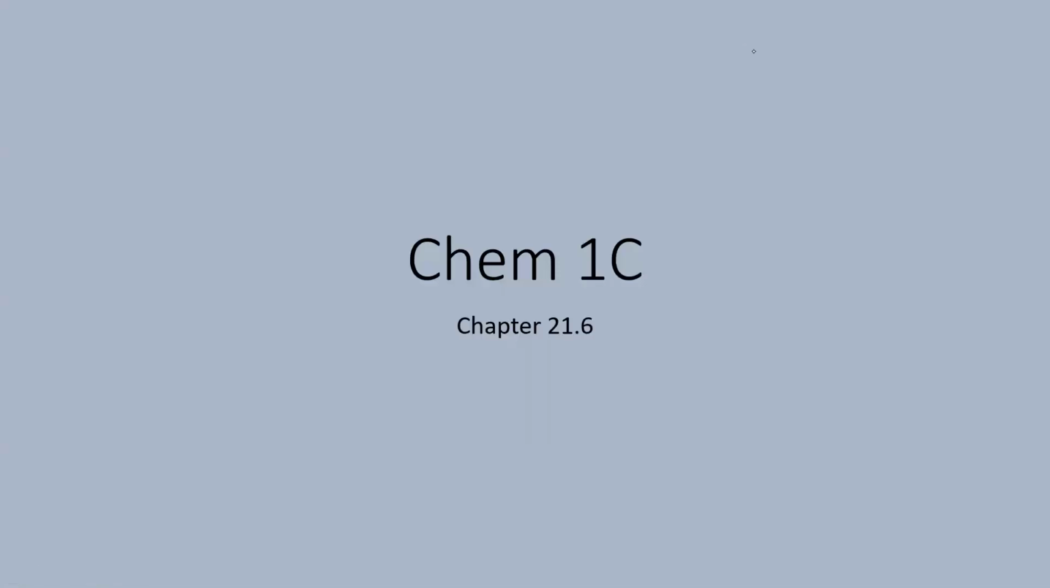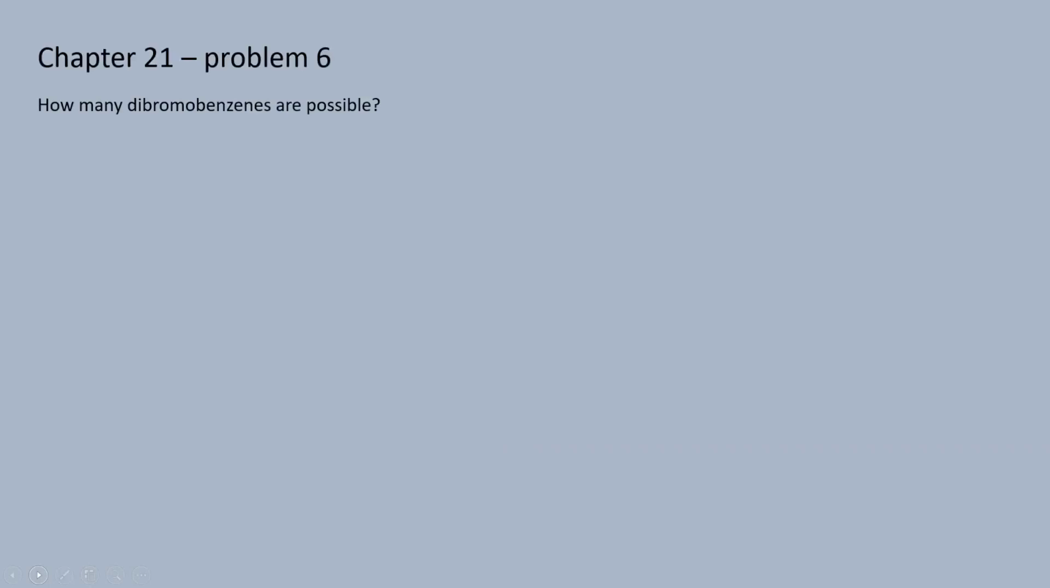Chapter 21, problem 6. How many dibromobenzenes are possible? So benzene is a shortened name that implies that you have a 6-carbon ring with 3 alternating double bonds.